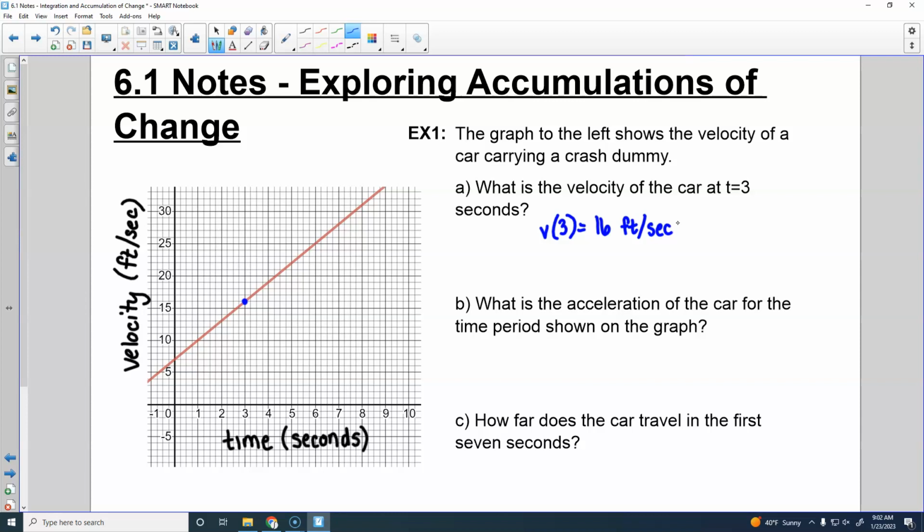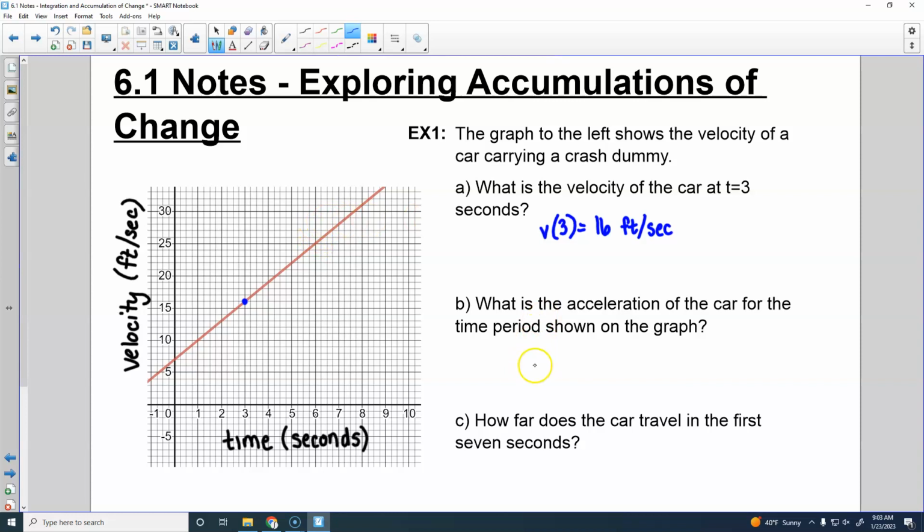Okay, the next thing it asks us for is the acceleration. Acceleration would be the derivative of velocity, which is the slope of this graph. 1, 2, 3. Oh, we have to be careful. Are those worth 1 unit? They are. Okay. 1, 2, 3, 4. 3 over 4. No, these are 1 units. 3 feet per second. Does that look right? I think so.